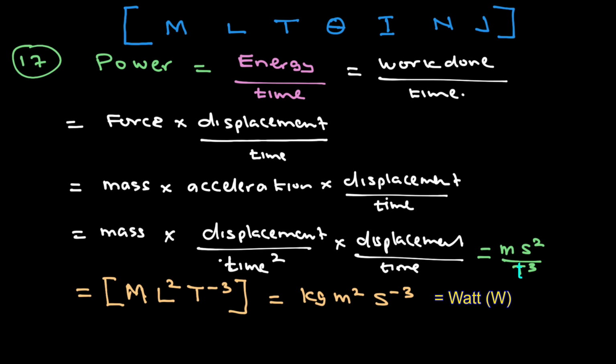And that's how I was able to get mass, because that's displacement squared. Displacement is S, that's S. And t to the power 2 and t to the power 1, that's t to the power 3 in the denominator. And that's why I was able to get this. And so now we got the unit and dimension for power.